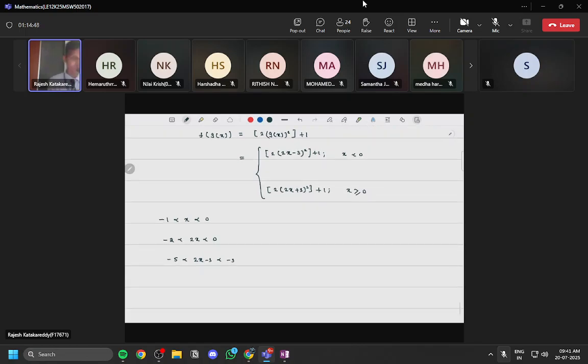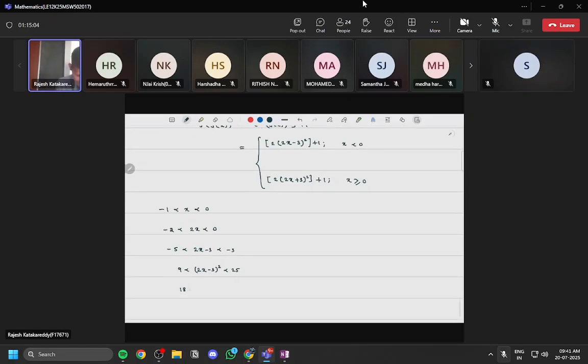Notice that if I do squaring, the direction must be reversed. We have 9 less than (2x minus 3) whole square less than 25, right? So now I can multiply by 2 on both sides: 18 less than 2 times (2x minus 3) whole square less than 50. Count how many integers are there in this range. At all those integers, when 2 times (2x minus 3) whole square is an integer, box of that must be discontinuous. We have only one exception: when it is a turning point, it may be continuous.